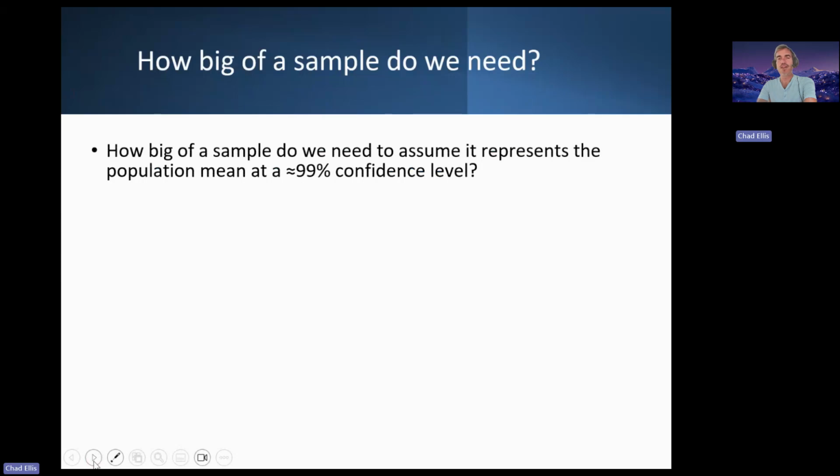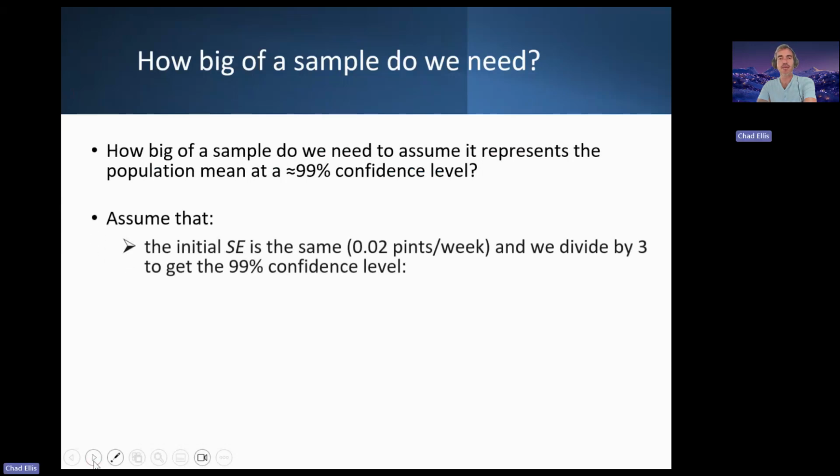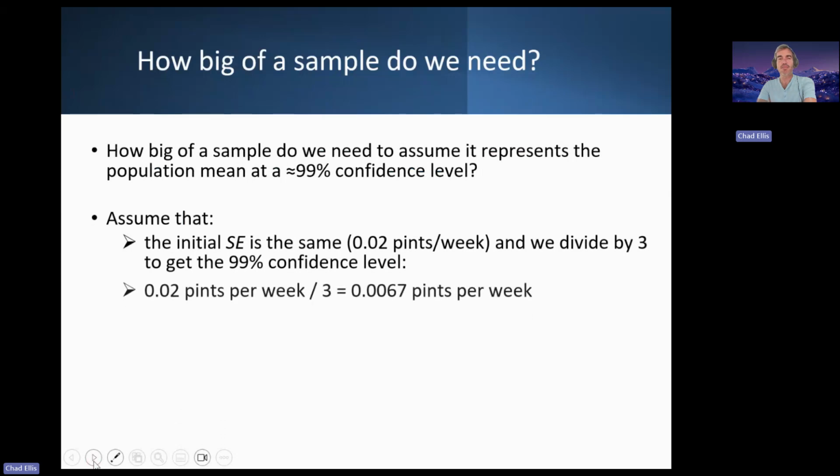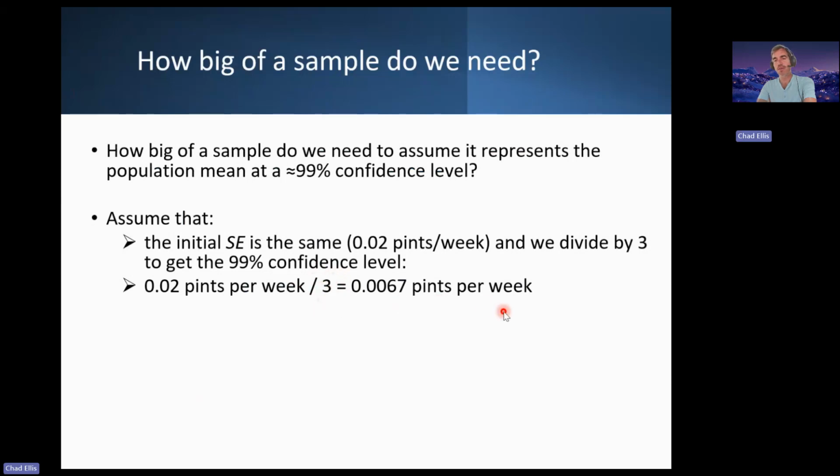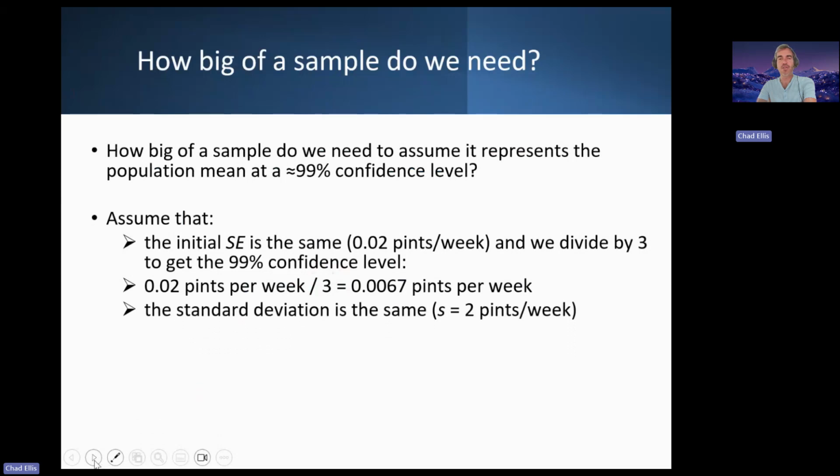So let's say we wanted to be very certain that our sample mean is representing the population mean. How many people would we need to survey in order to be 99% sure? So same assumptions, right? We have our same standard error. This time we're going to divide by 3, right? Because we're going out 3 standard errors above and below the mean. So we're going to divide our original standard error by 3. We still have the same deviation in our sample. In this case, we have 90,000 people that we need to sample.